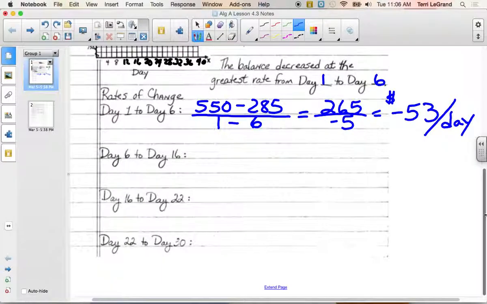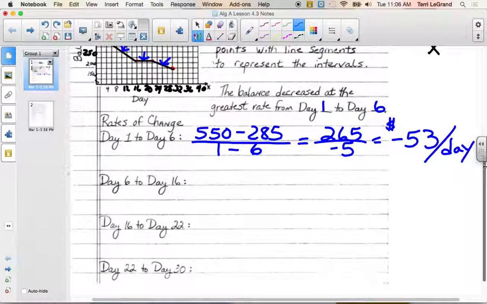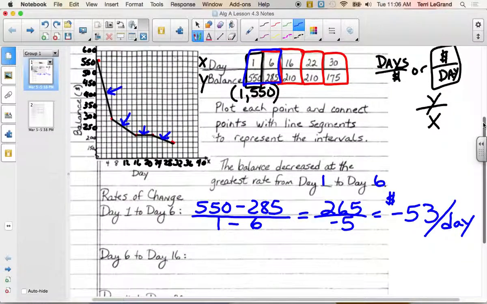Okay, now let's do day 6 to day 16. So now we're kind of overlapping. We're using that same one again. So from day 6 to day 16, we're doing that block, the green one.